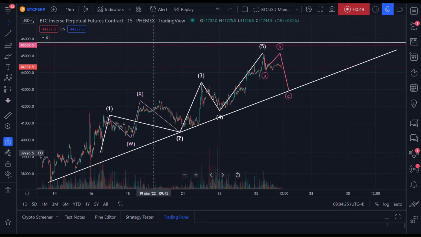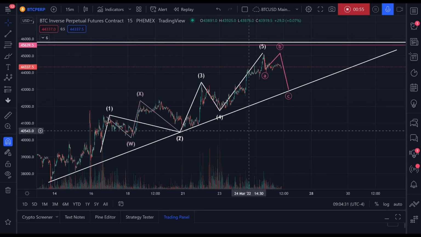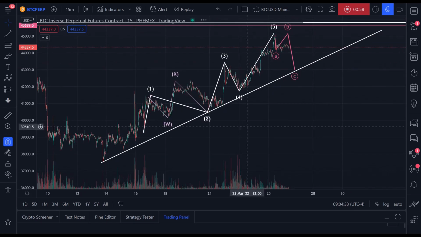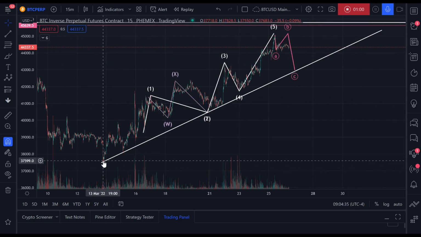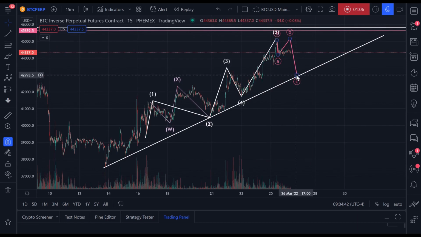Now, looking at this ascending diagonal support line that Bitcoin has been following ever since the 13th of March, so for about 2 weeks, it's likely that we get the end of our ABC correction sooner than later. There's no must, but it's likely.